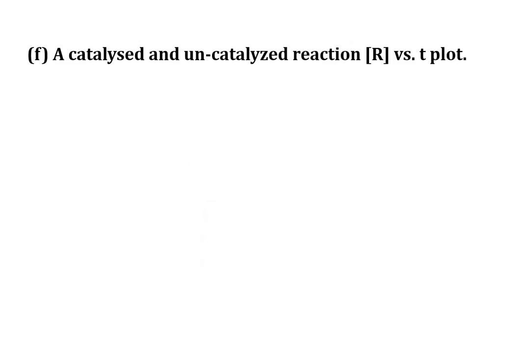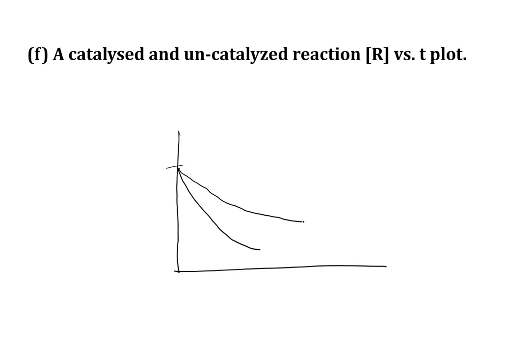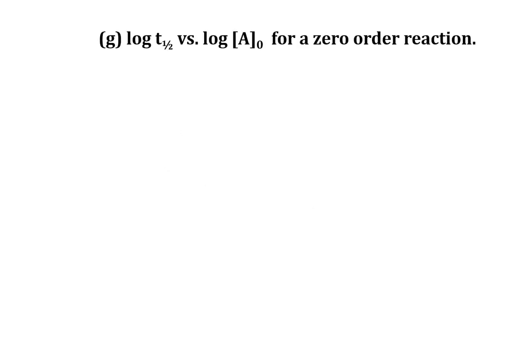Okay. Next question: a catalyzed and uncatalyzed reaction, reactant concentration versus time. So it is simply that you know the role of a catalyst is to accelerate the process or reaction. So suppose this is the catalyzed, fast, and this is the uncatalyzed. So this is uncatalyzed and this is catalyzed. Okay, that's all about this problem. So let us go for the next one.